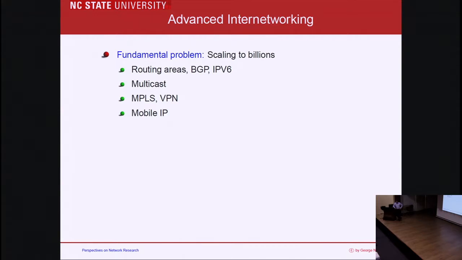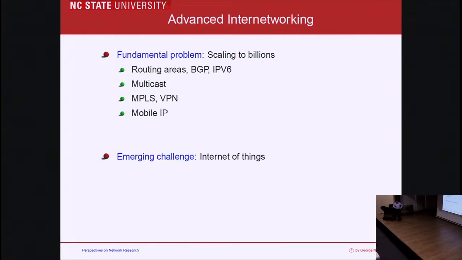Well, you can't do routing in a flat network, so you have to break it up into routing areas. Then you have to have new protocols like BGP. You have to have more addresses like IPv6. You have to be able to do multicasting efficiently, and so on and so forth, okay? Now, what is the next problem?